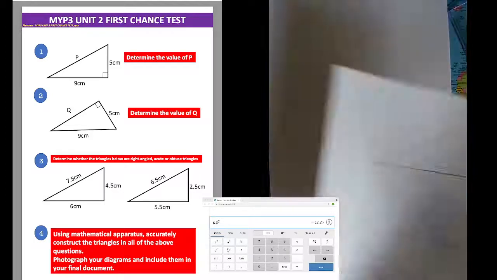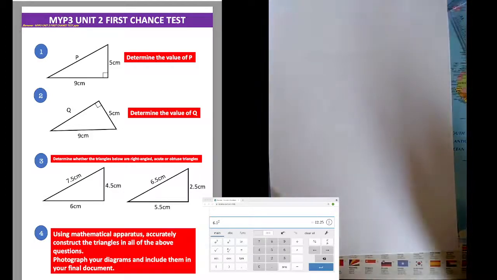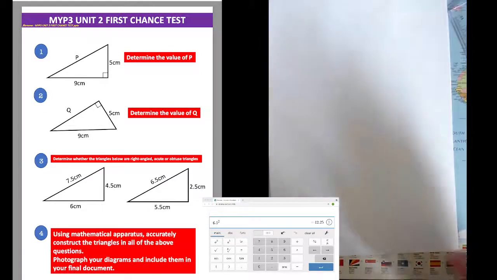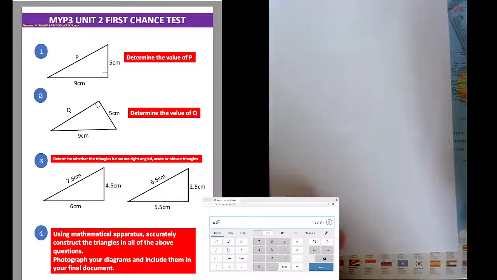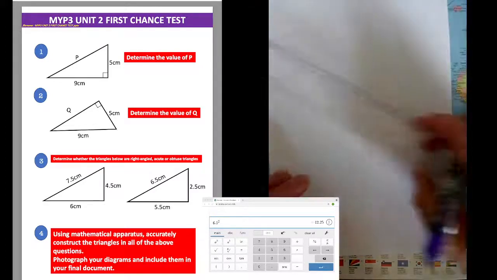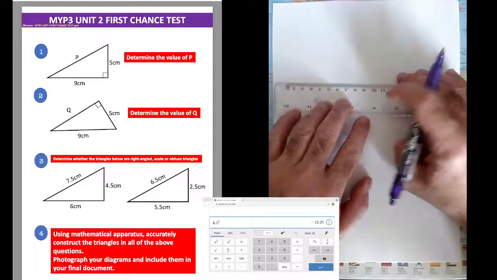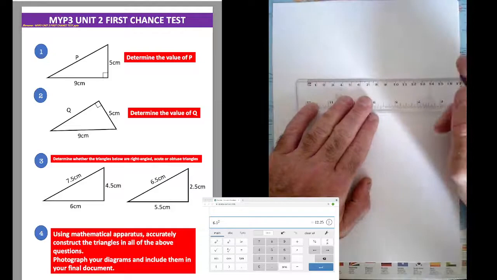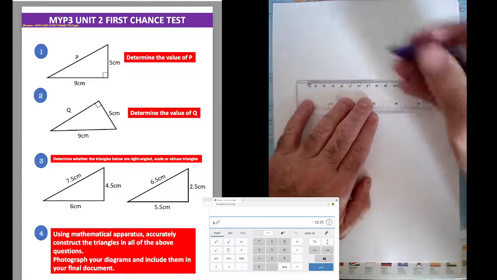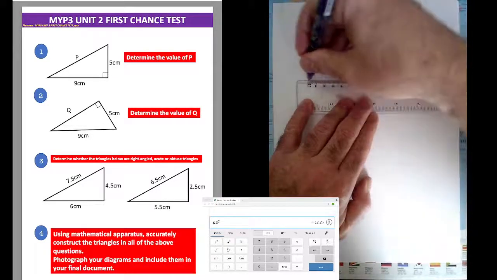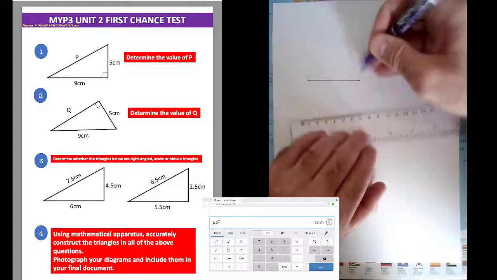Okay, the third construction. So we've got a 6, a 4.5, and a 7.5. Now, we don't know whether these are right angles or not. Well, we do because we worked it out, but so we know the first one is a right angle. But we're going to try and construct this just from the information about the sides. So I'm going to draw the 6 centimeters at the bottom there. 6 centimeters.